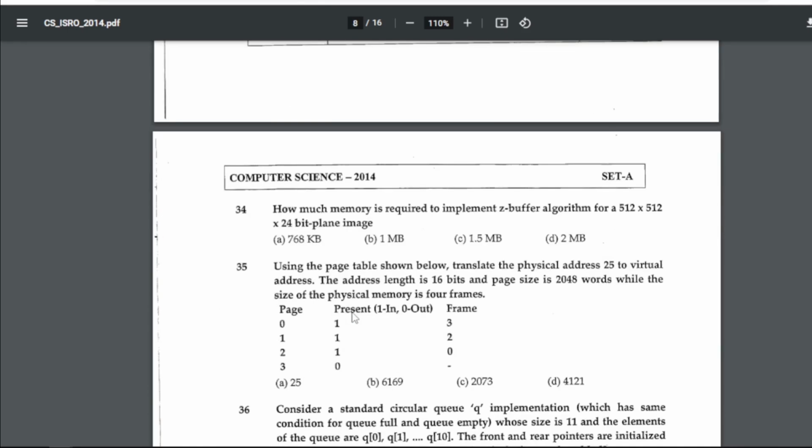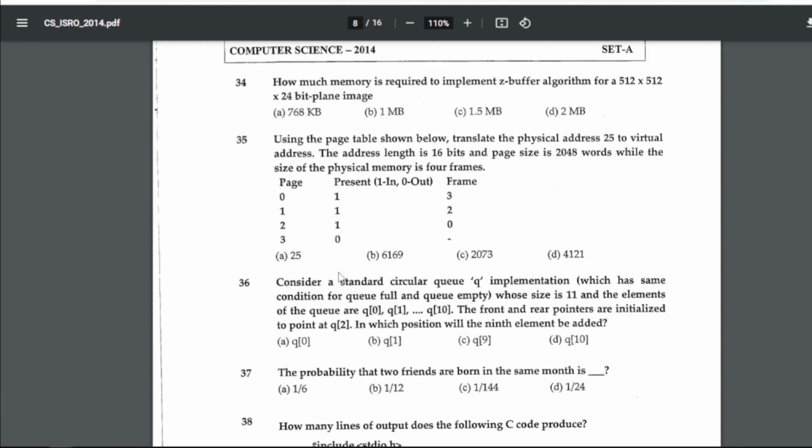Now question number 34: how much memory is required to implement the Z-buffer algorithm for a 512 by 512 by 24-bit plane image? So for 34 our answer will be C, that is 1.5 MB is required for that. Question number 35: using the page tables shown below, translate the physical address 25 to a virtual address. The address length is 16-bit and page size is 2048 words, while the size of the physical memory is 4 frames. So in that case, for 35, if you solve this, you will get the answer as D, that is 4121.